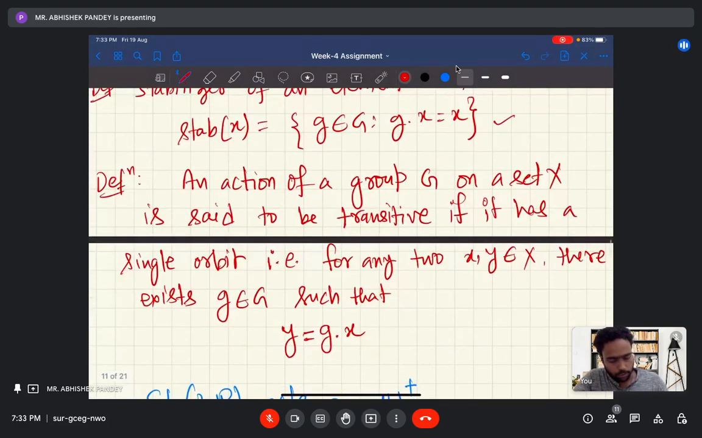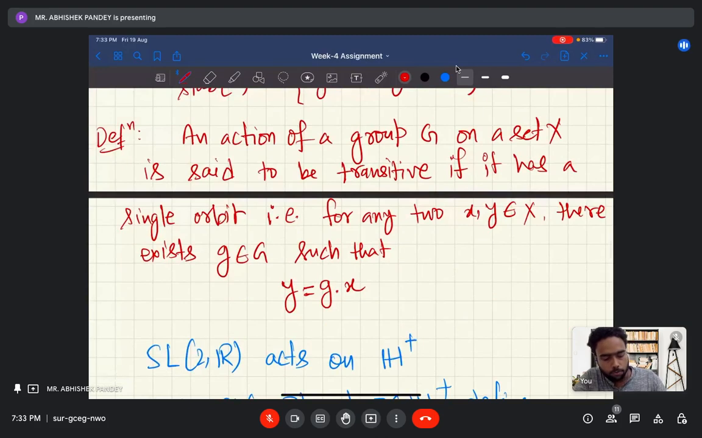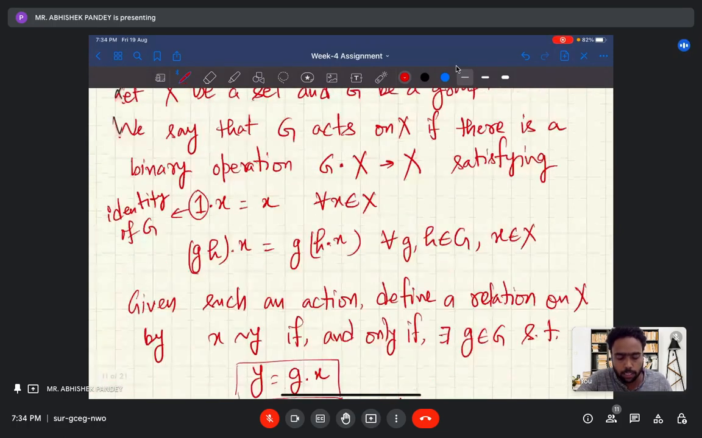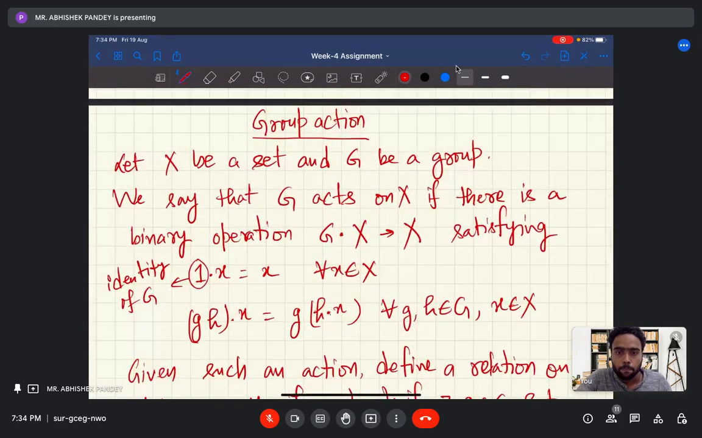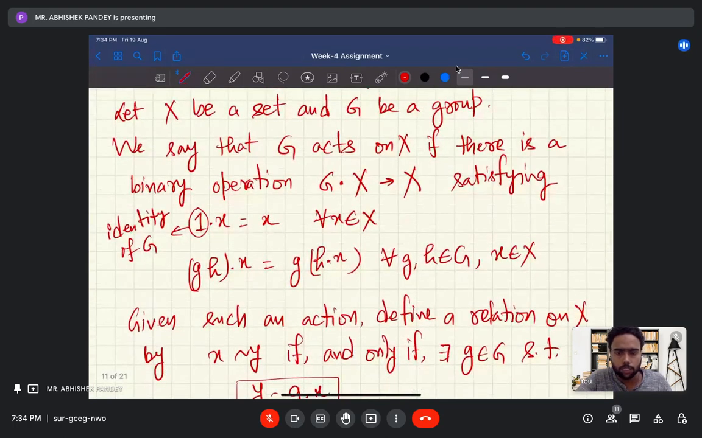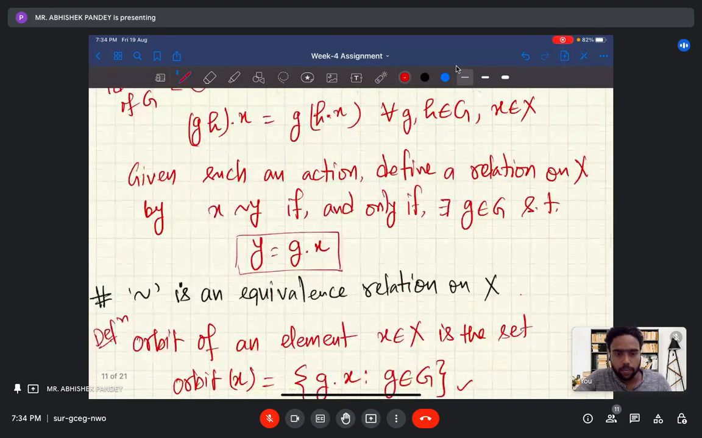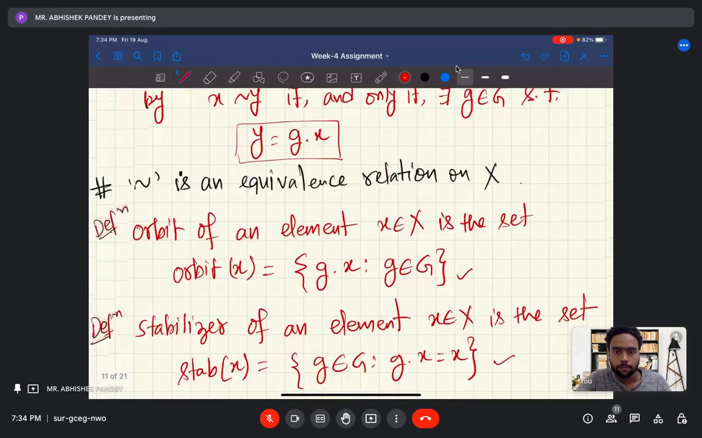Now this is the important definition. An action of a group G on a set X is said to be transitive if it has a single orbit. That is, for any two points x, y belonging to the set X, there exists an element g belonging to the group such that y equals g·x. This definition and group action are very basic in group theory. You can find this in a standard book. Is it clear?